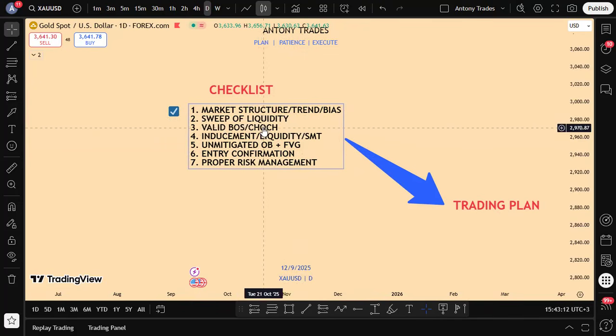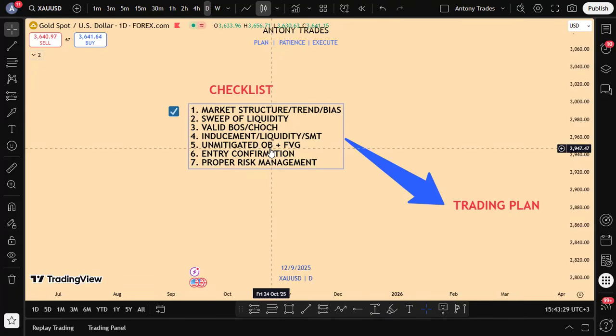Then point number 6. After now you have marked your area of interest, you have marked your point of interest, now you wait. You wait for the market to come to your point of interest. Are you getting?